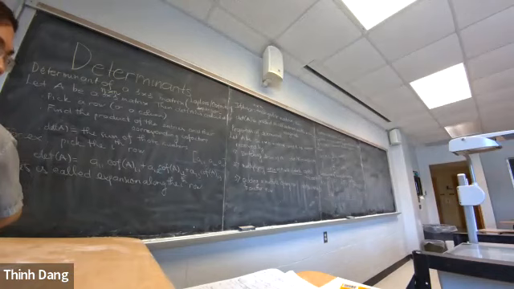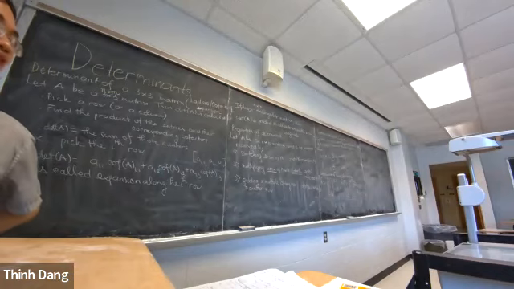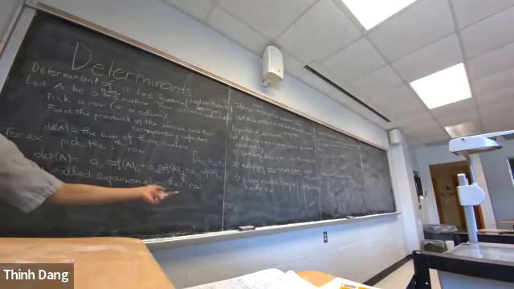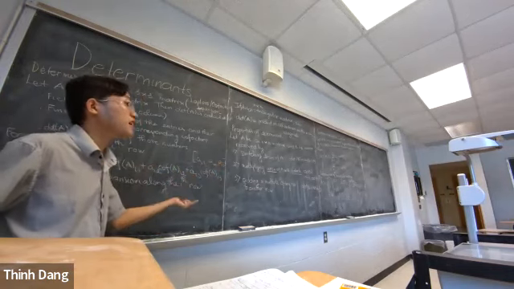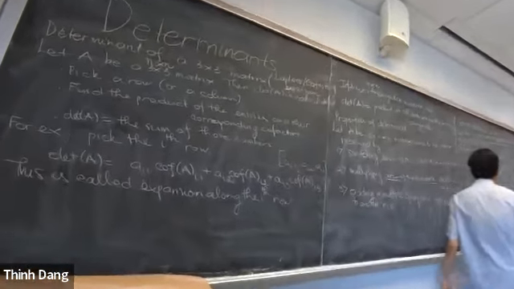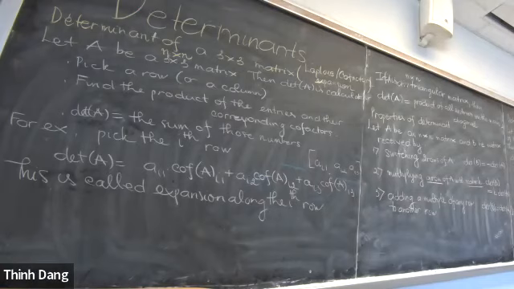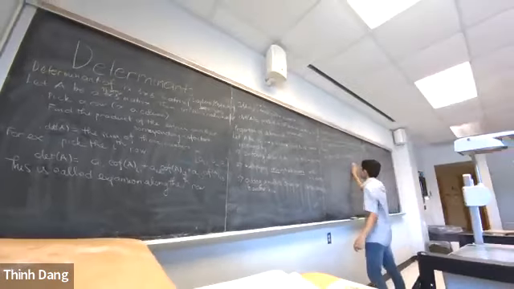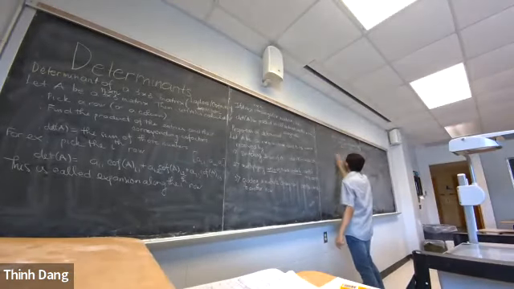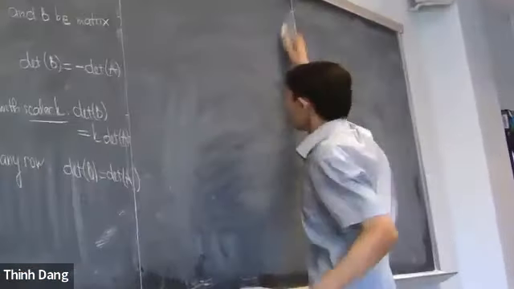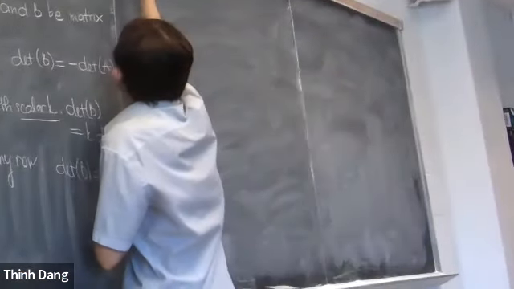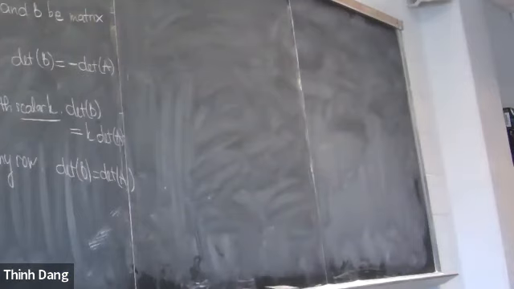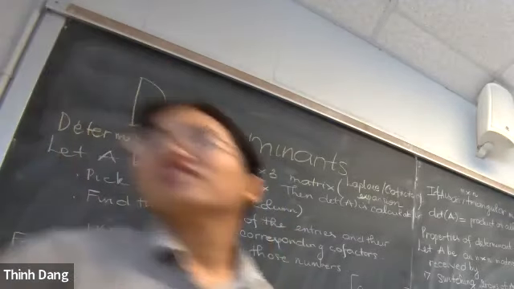We are not going to prove these properties, but instead we will try to use them in some examples to see how they work. Let's talk about it. Example. We are sticking with 2 by 2 matrices, not for any specific reason, but just to make it easy.